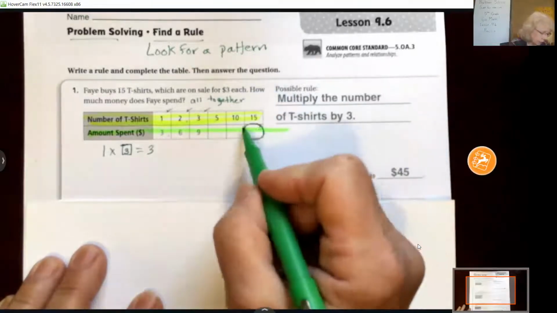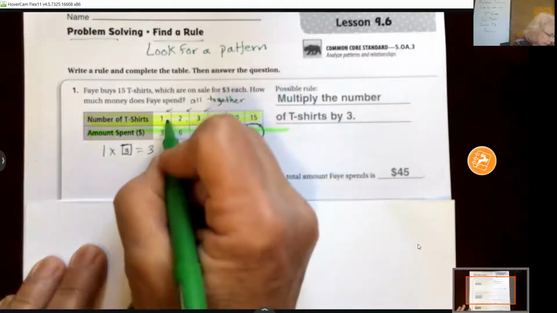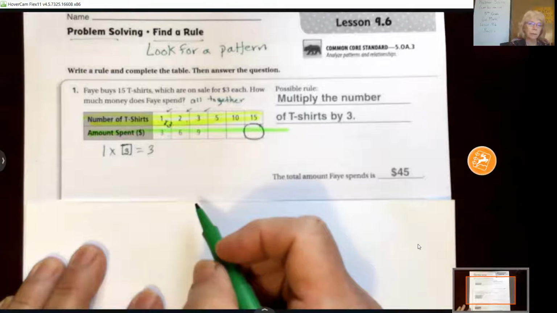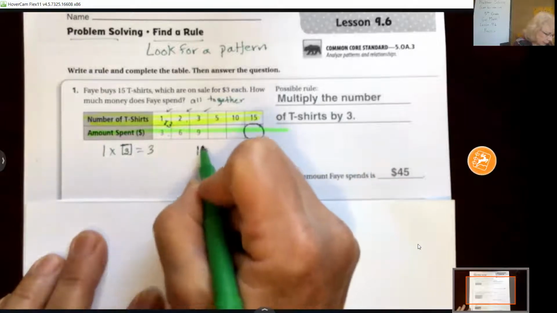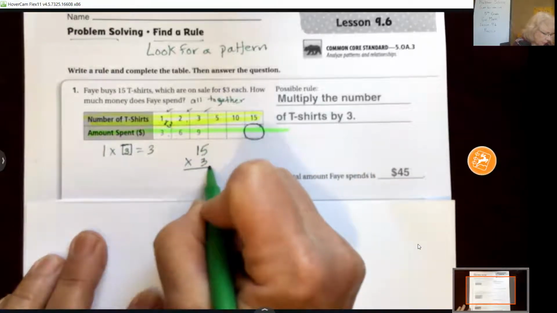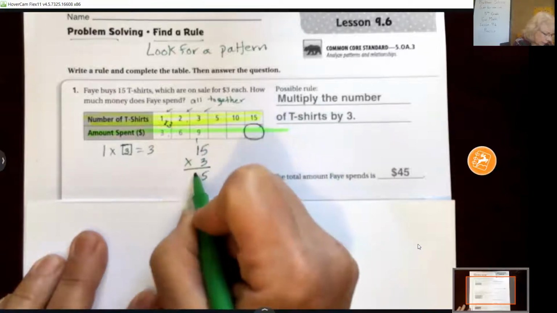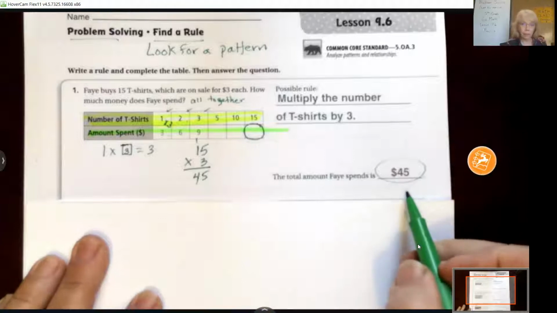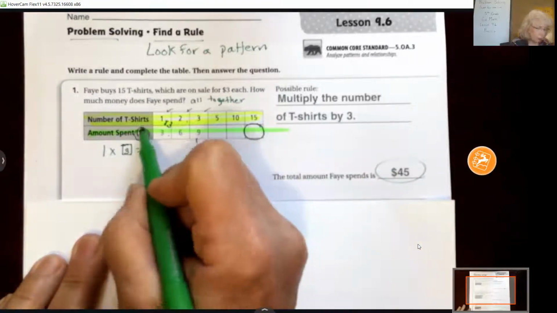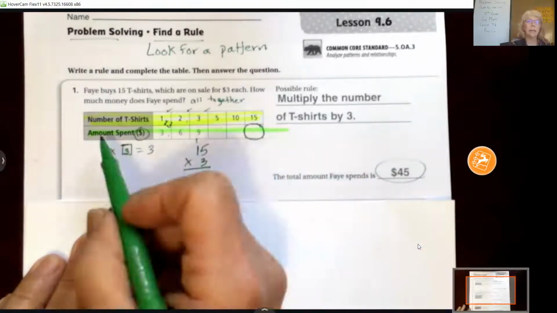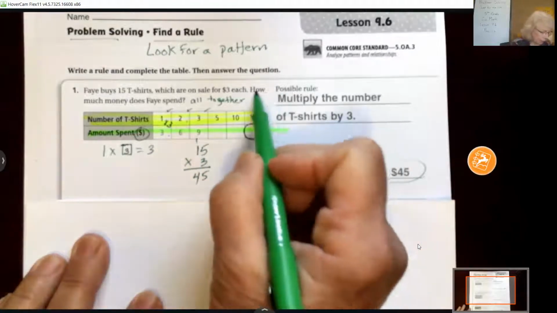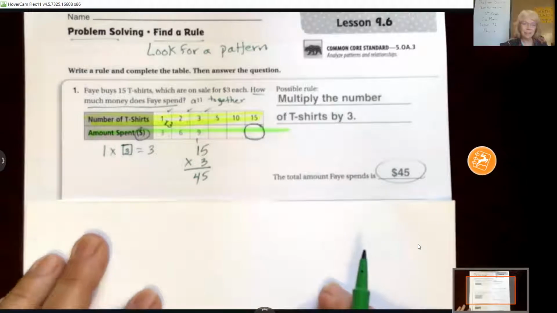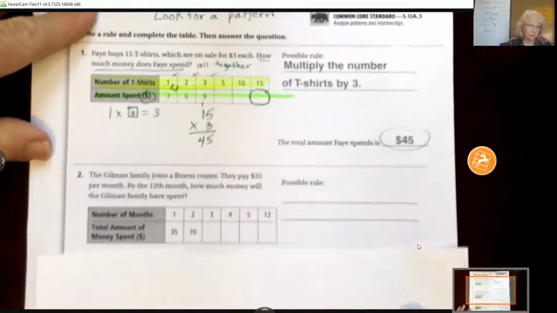So to find this total amount, we would apply that same rule, which is times 3 of the top number, and we would say 15 times 3. Work that out, and we get the answer they gave us, 45. 45 what? $45, because the question is how much money does Faye spend?